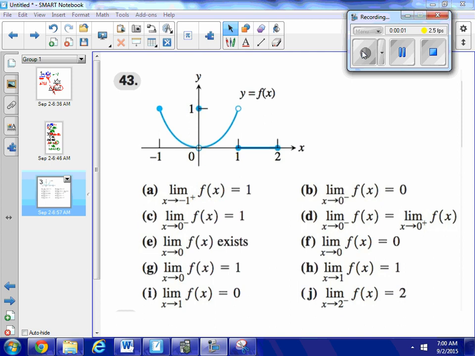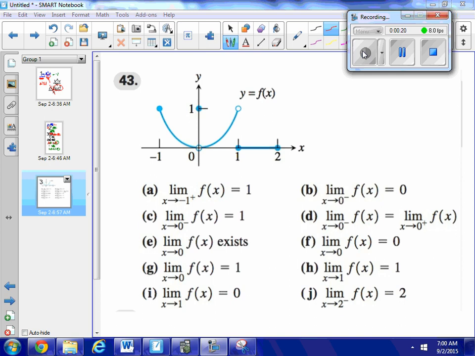This is a nice true-false problem that will help us learn about limits by looking at a graph. So let's start with A. The limit as x approaches -1 of my function is equal to 1.